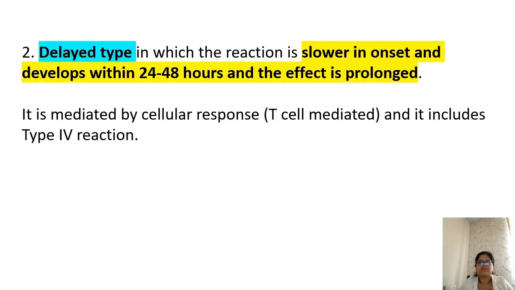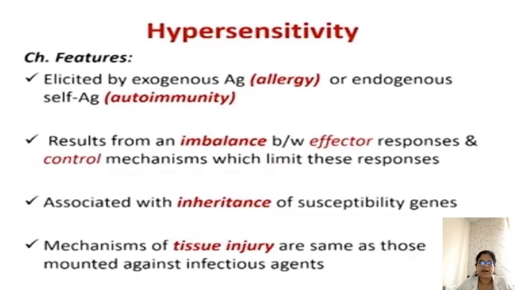Delayed type, as the word itself tells, is slow in onset and develops within 24 to 48 hours, and the effect is very much prolonged, lasting as long as 14 days. It is mediated by cellular response, that is, it is T cell mediated, and it includes the type 4 reaction. So immediate is B cell mediated and delayed is T cell mediated. Immediate is type 1 to 3, delayed is type 4 hypersensitivity reaction.